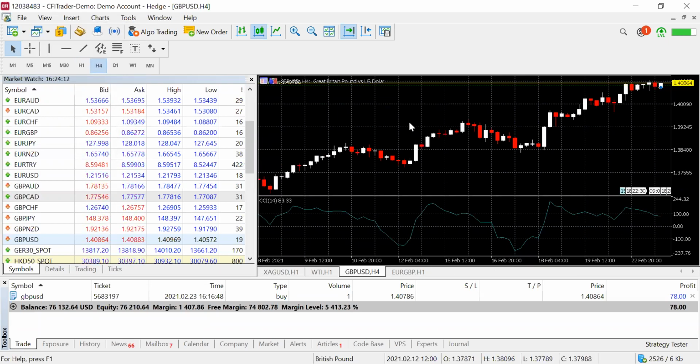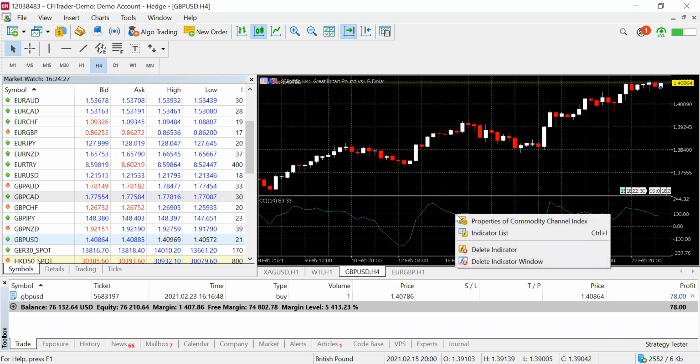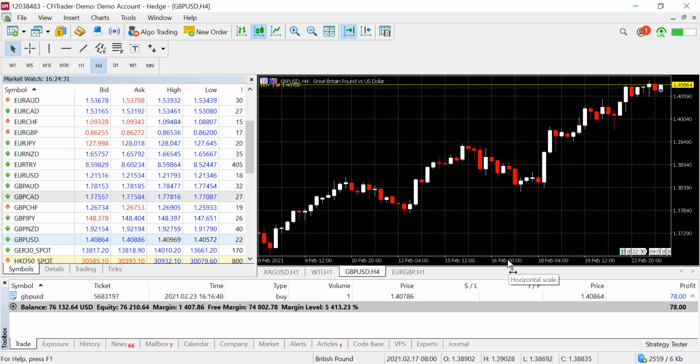Now, talking a little bit more about the chart window. Obviously, this is how it will look, how it's set by default. For example, it gives you this commodity indicator, but I don't really use it. So if you don't want it, you simply right click and then delete indicator window, and it will show like that.